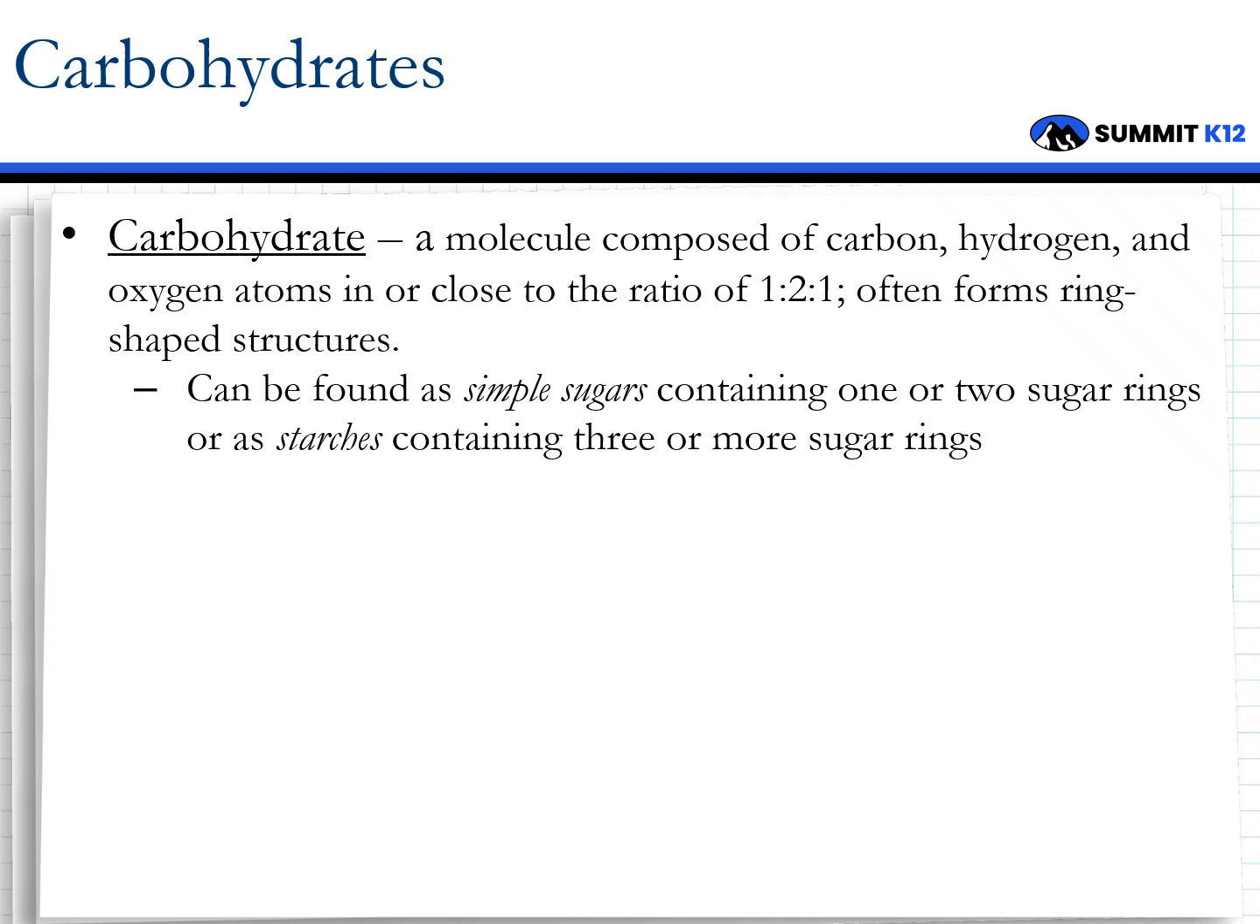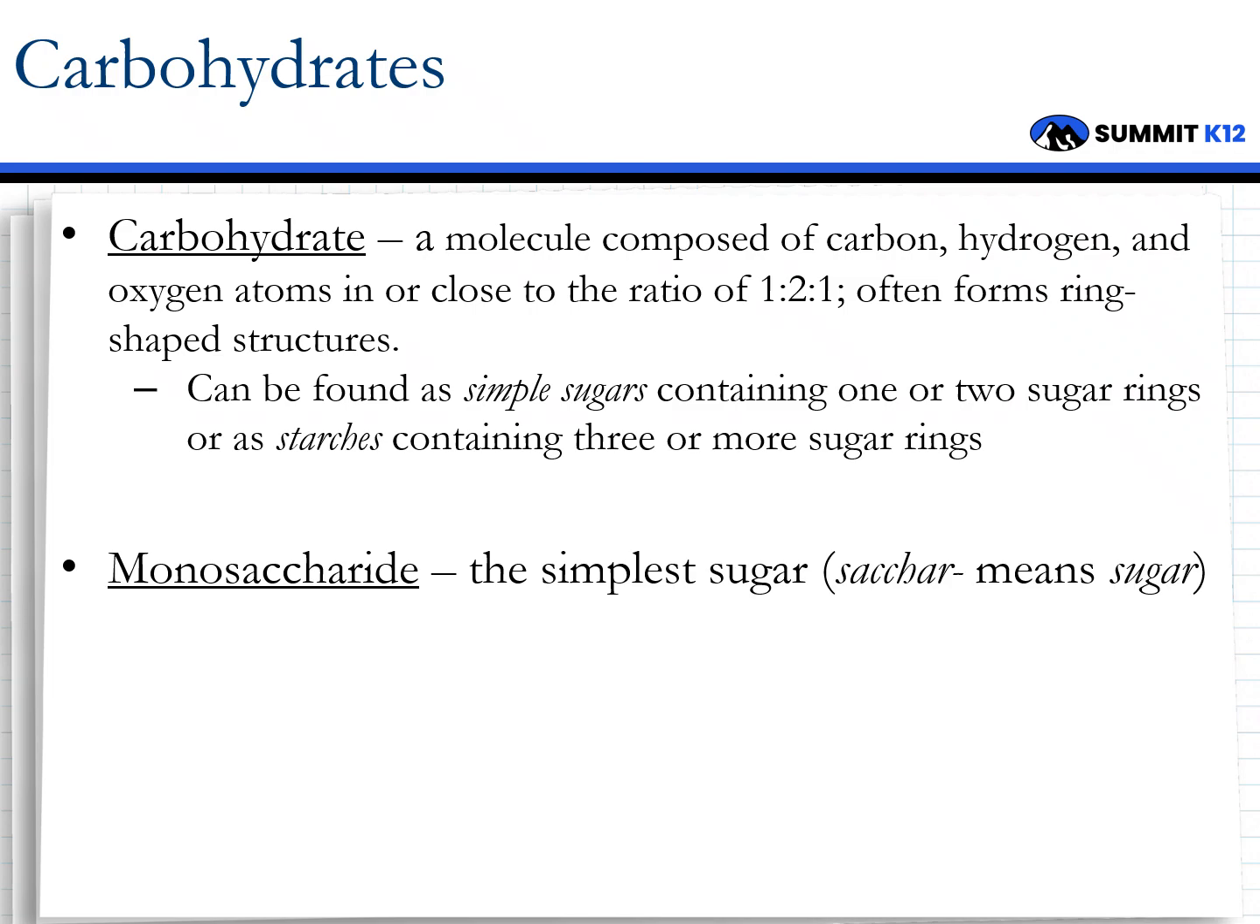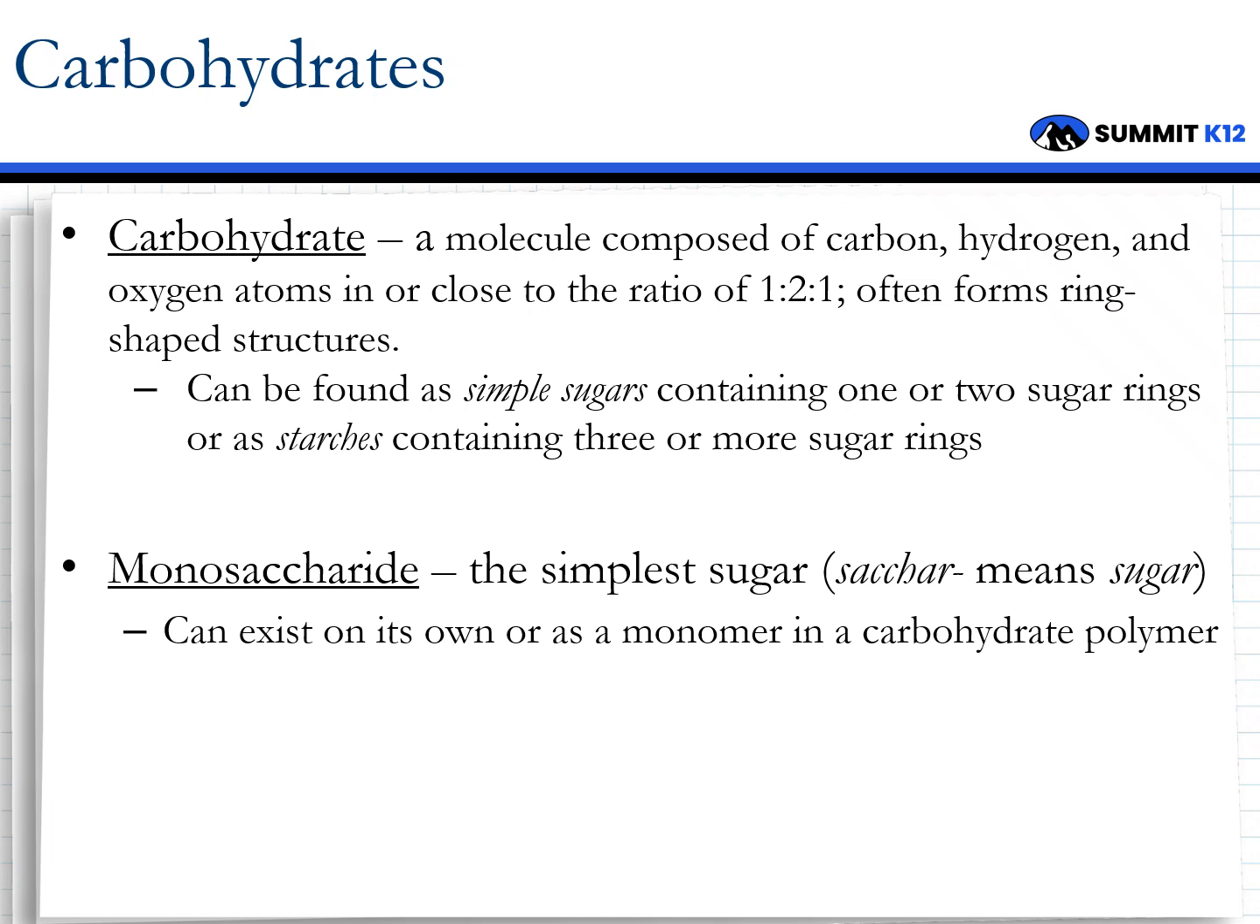So we can find single sugars containing 1 or 2 sugar rings, or starches containing 3 or more sugar rings. A monosaccharide is the simplest sugar. Mono means one, saccharide means sugar, so we have one sugar. It can exist on its own as a monomer or in a carbohydrate polymer. An example of this would be glucose.